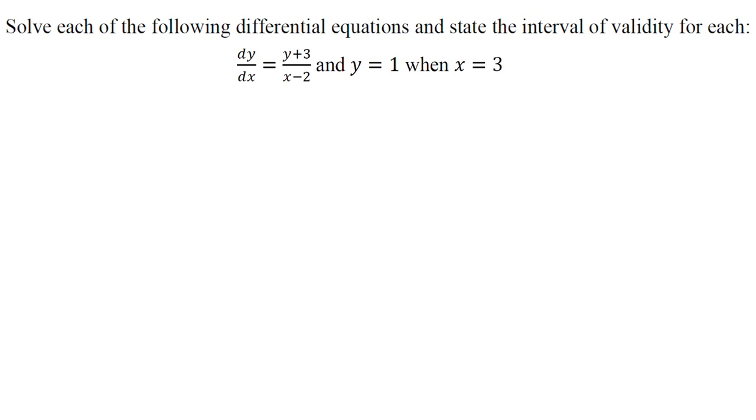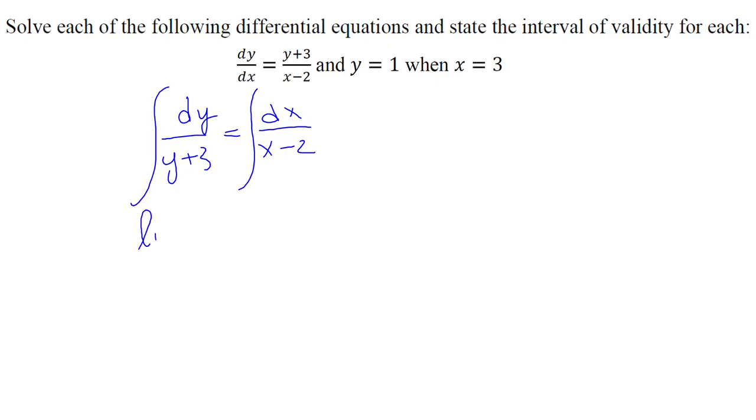All right, another one here. We've got dy dx equals y plus 3 over x minus 2. So this time when we separate the variables, we get dy over y plus 3 equals dx over x minus 2. We'll integrate both sides to get natural log absolute value y plus 3 is equal to natural log absolute value of x minus 2 plus some constant.